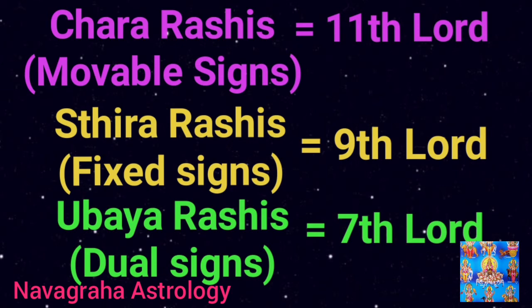Now we will look at a verse written by sage Pulipani which talks about the effect of the 7th lord for the people born in dual sign lagna or rising ascendant.